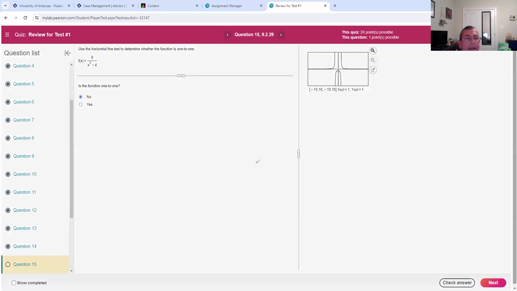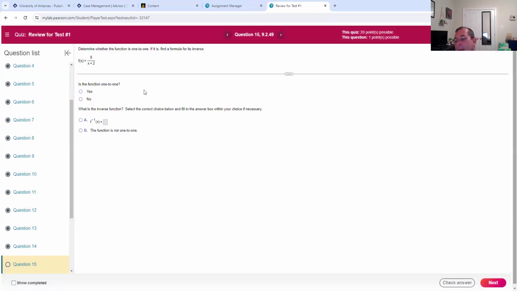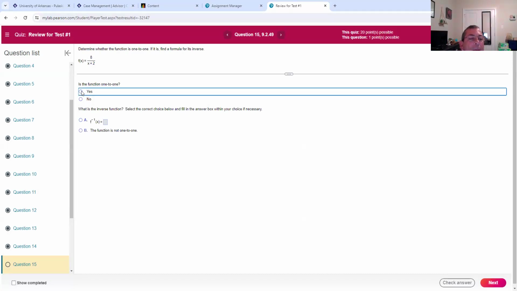All right, y'all, we would hit next. Now, let me write this one down. What are they giving me? F of x equals 8 over x plus 2. Well, guess what? It is going to be one-to-one. So on number 15, if I give you a function to find the inverse, you better put yes on, is it one-to-one? They are all one-to-one, okay?